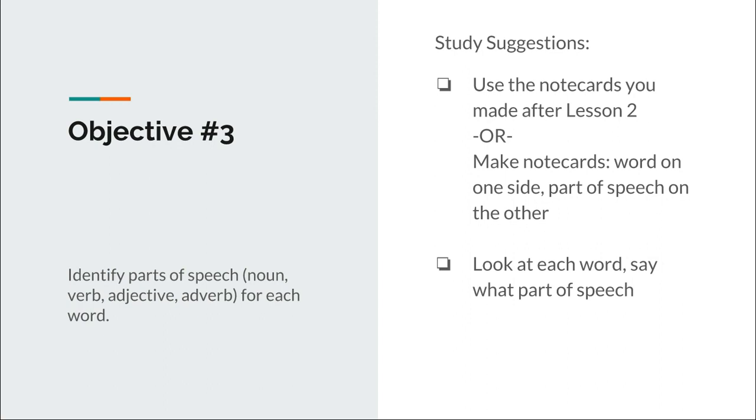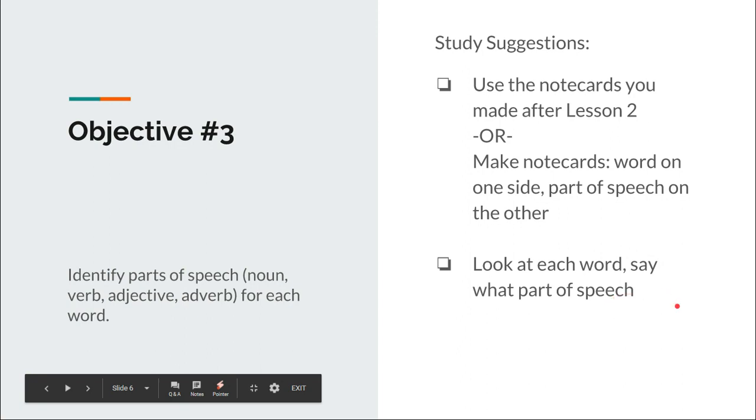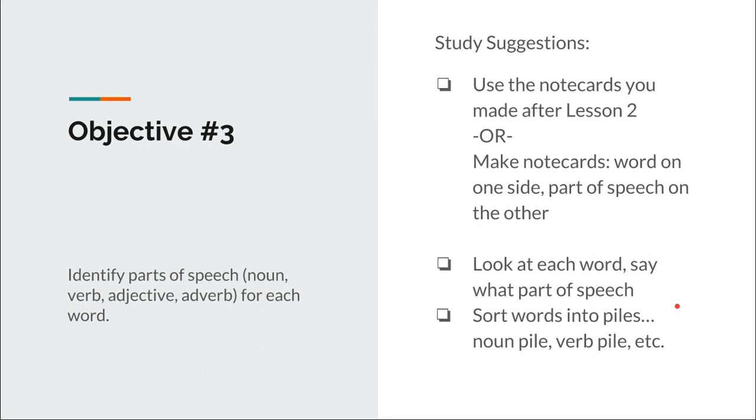The other way to do it, and you maybe want to do both of these, would be to sort your words into piles. So without looking at the part of speech side, just spread all your words out on the table and sort them. Put all your nouns in a pile, put all your adjectives in a pile, put all your verbs in a pile, etc. And then obviously flip it over and check yourself.